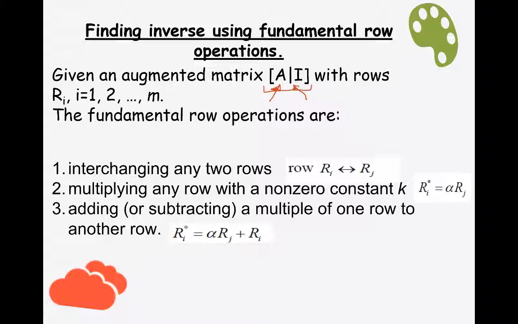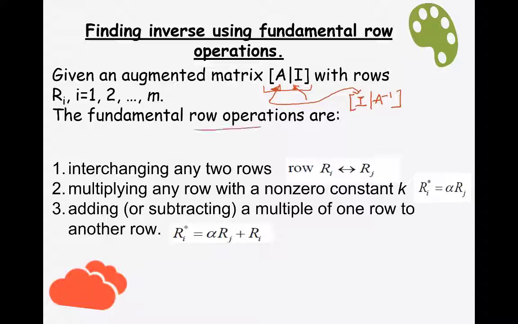So basically, what is ERO? After we write our augmented matrix, we are going to try to change our matrix A to identity. So basically this is ERO. Once we have changed our matrix A to identity, automatically the identity will change to A inverse. So how do we change A to identity?